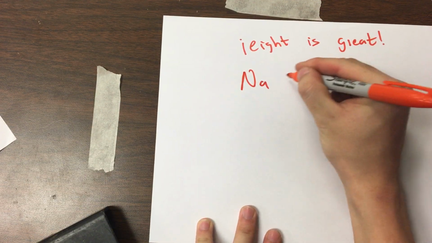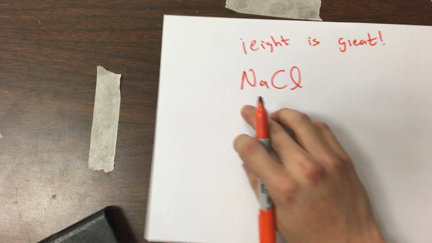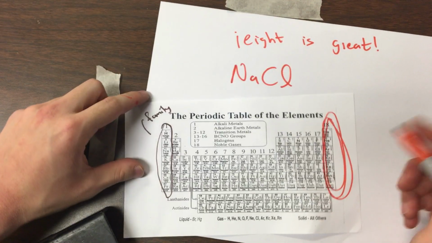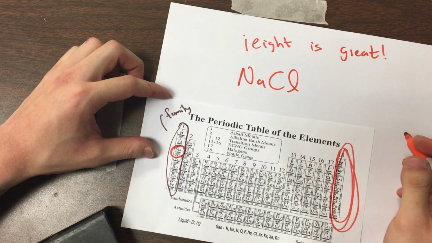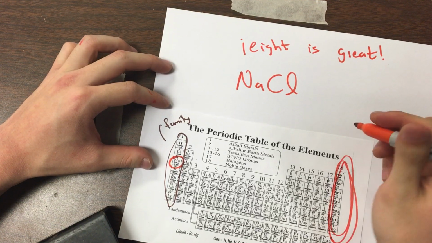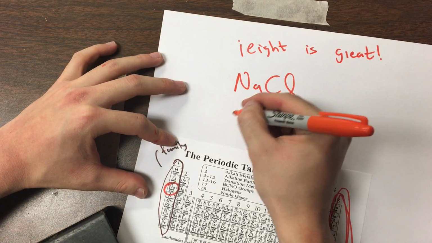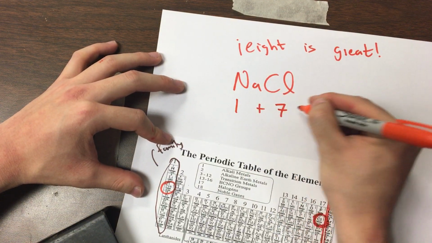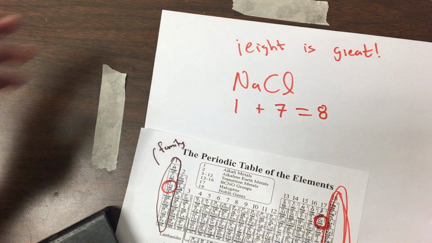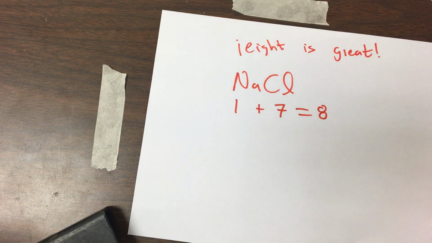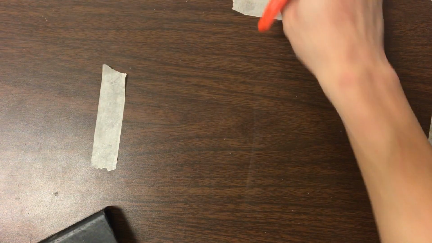So NaCl, right? This is table salt, sodium chloride. So if we look at Na here, it's in group 1. So it has 1 electron in the outer shell. Cl has 7. 1 plus 7 equals 8. So they work well together because they want to get to 8, just like that. You should review your notes for more stuff on that.